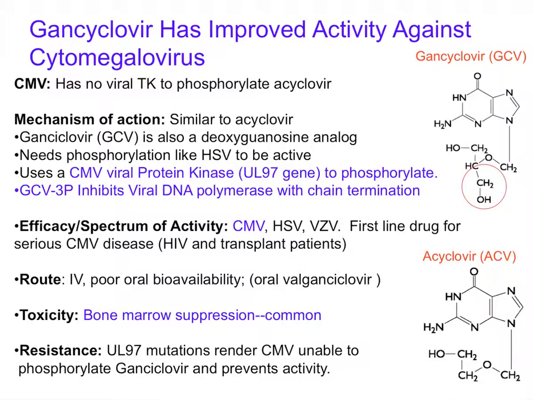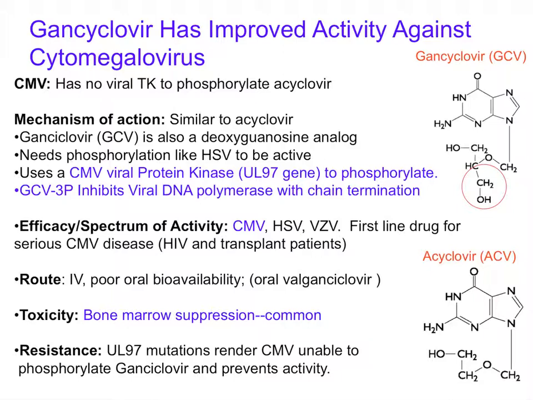These drugs fairly reproducibly cause bone marrow suppression, and it can cause all of your cell lines to go down. So your white blood cell count can go down, you can become anemic, you can become thrombocytopenic, which is your platelets can be reduced. And because of that toxicity, we really utilize ganciclovir and valganciclovir primarily for serious CMV infections, primarily in patients with HIV or transplants or other forms of immunosuppression.